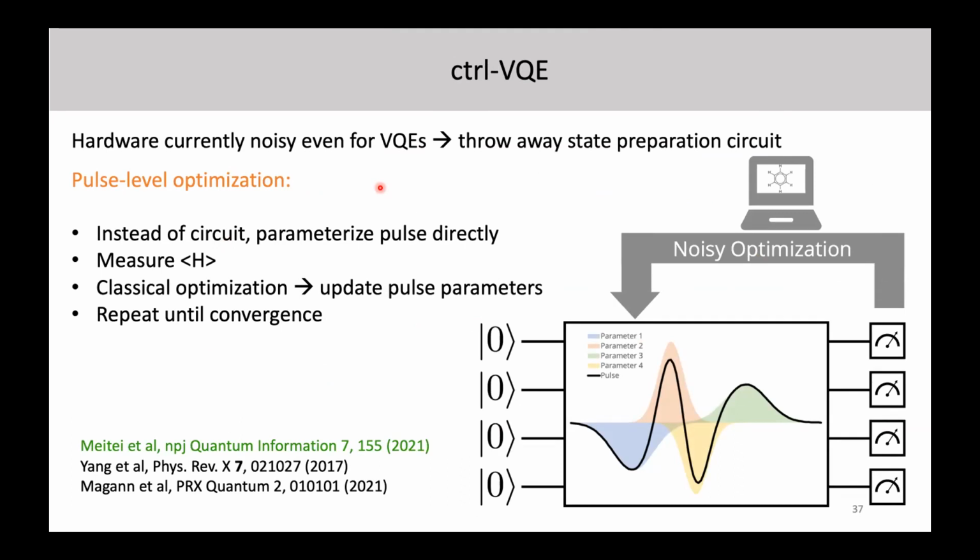So try to prepare the state on the quantum processor by taking measurements of the Hamiltonian, but then use those measurements to directly inform how the pulses themselves should be updated, pulses being applied to all the different qubits. And keep repeating this process until we reach convergence. So this is very much what is typically done in the field of optimal control theory. Here we just want to apply it to quantum simulation type problems.